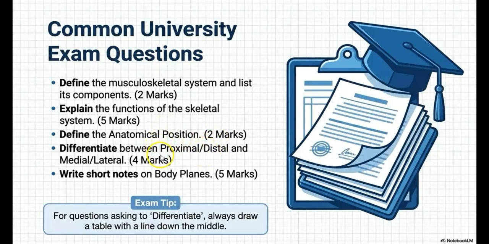Okay. Then the fourth question asked is the difference between proximal and distal or medial and lateral. So whenever you see the word differentiate, please draw a table with 2 columns. This makes your answer neat and easy to understand. Okay. Finally, the last question, you may be asked to write short notes on body planes. So remember all 3 planes and what they divide. Okay. Sagittal, coronal, and transverse. If you prepare these questions well, you can score very good in anatomy.